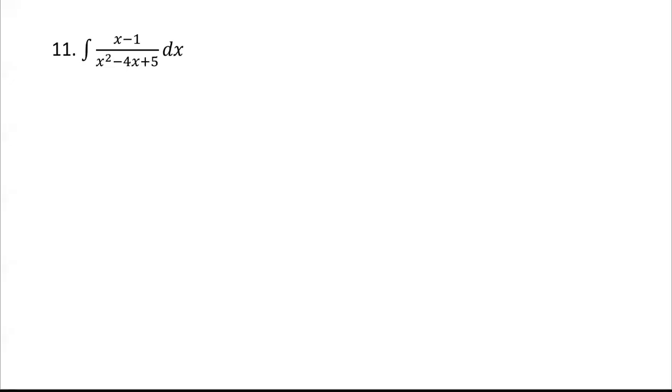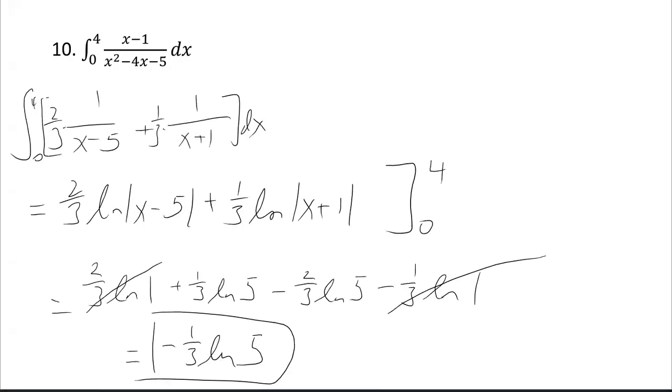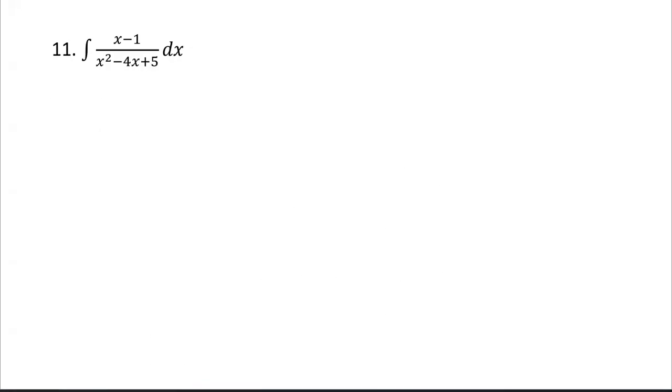All right, number 11, integral of x minus 1 over x squared minus 4x plus 5 dx. This looks very similar to number 10, but it's a lot harder. Let's go back to number 10 since I have it here. There was a minus sign over here. Now it's a plus sign over here. So now the bottom is not factorable. So we can't do partial fraction decomposition as is.